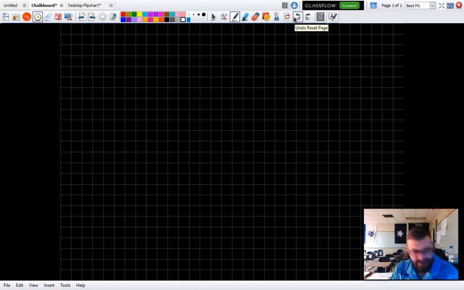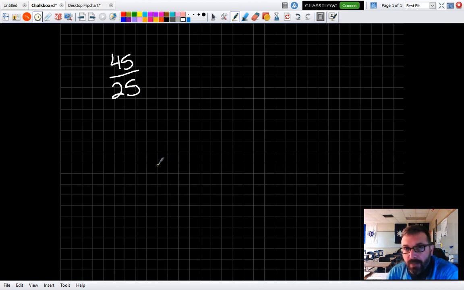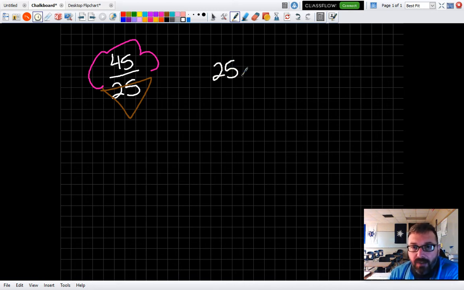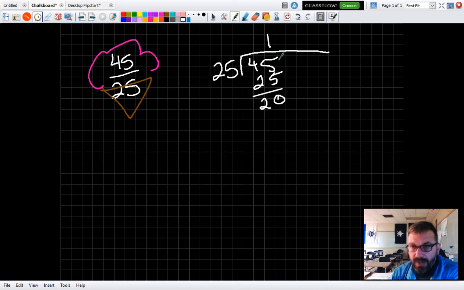Okay, the next thing we need to do is convert fractions to decimals. So given the fraction 45 over 25, I need to convert that to a decimal. Y'all, we've been doing this a long time, and it just hides in plain sight. This is simply division, okay? So I'm going to put 25 on the outside, 45 on the inside. How many times does 25 go into 45? Well, 1 time. 1 times 25 is 25. Now I subtract, 5 minus 5 is 0, 4 minus 2 is 2.